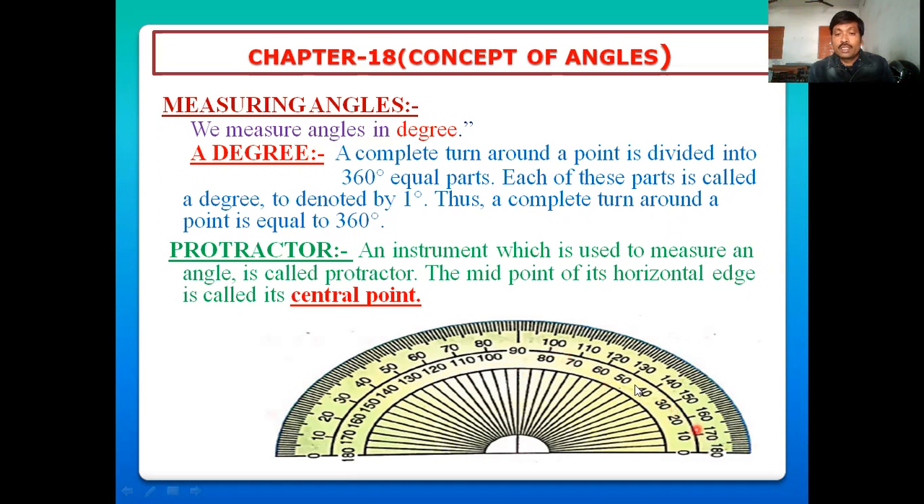Here we see the instrument, the protractor. Here we see 0 to 180. Each part represents 1 degree, 1, 2, 3, 4, and so on, up to 180 degrees. Now, what is a protractor? A protractor is an instrument which is used to measure angles. It is also used to construct angles. Here you see this point, which is called the center point, from which we will construct any angle.